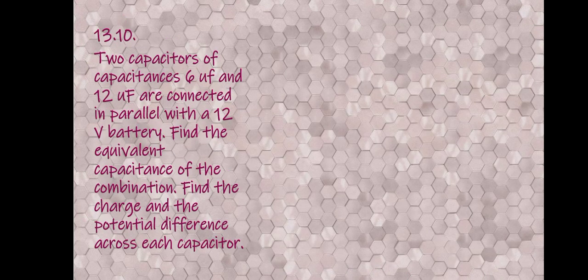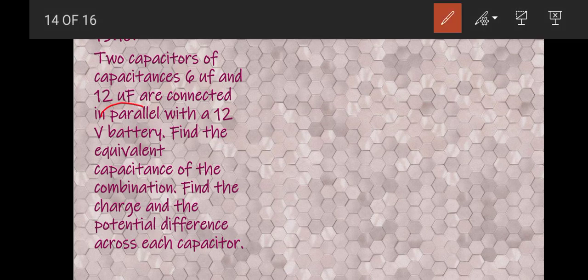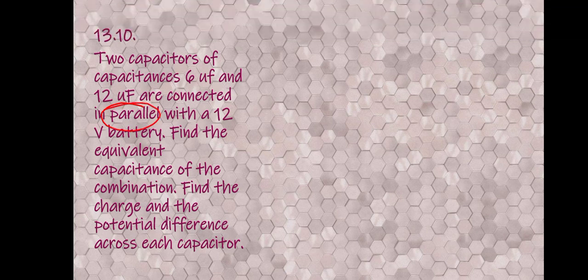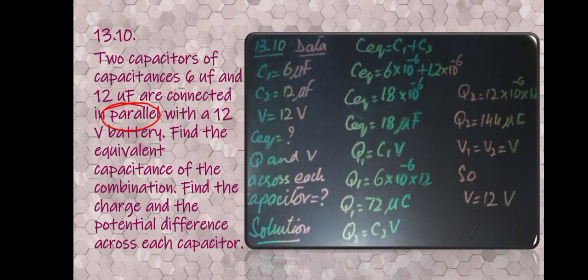The last numerical: two capacitors of capacitances 6 and 12 microfarads are connected in parallel with a 12 volts battery. Now these quantities are the same, but the combination is parallel. Find the equivalent capacitance. The requirements are also the same: equivalent capacitance, charge and potential difference across each capacitor. C1, C2 and V are the same.